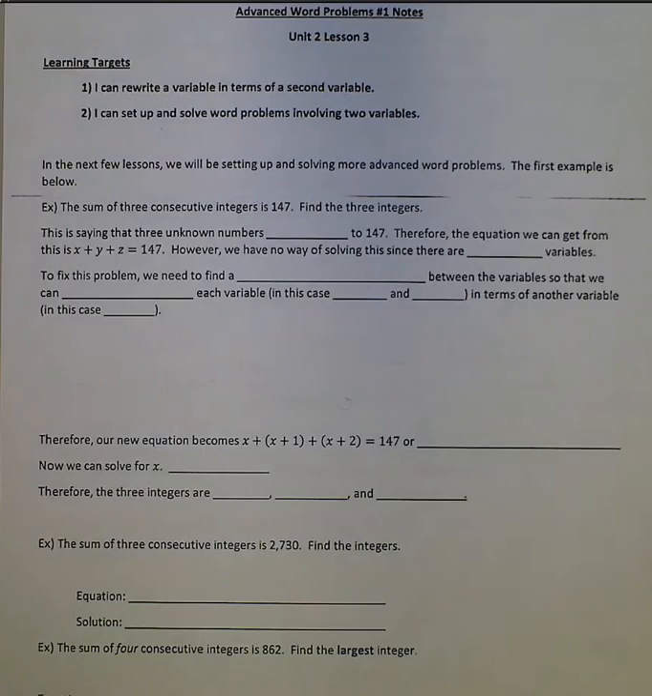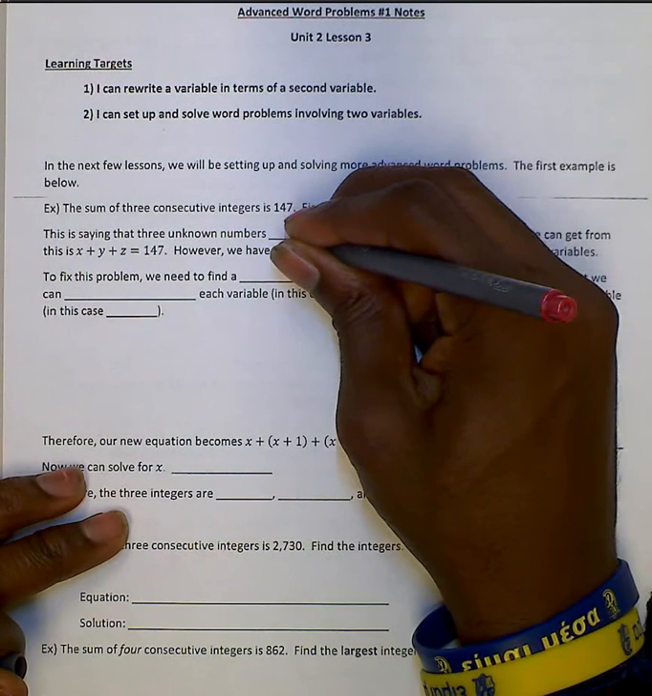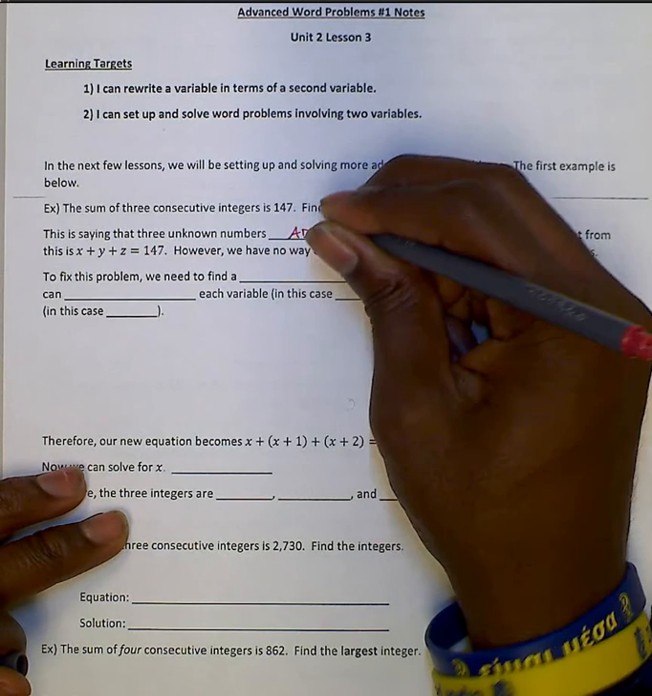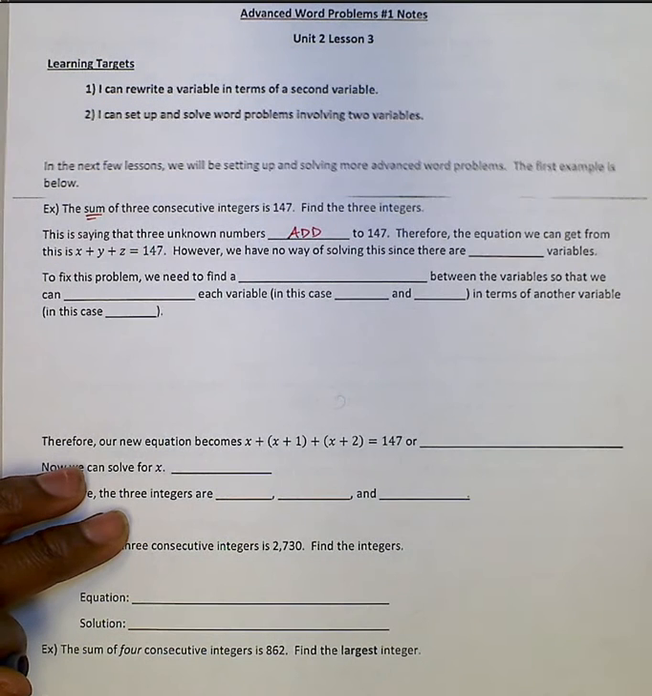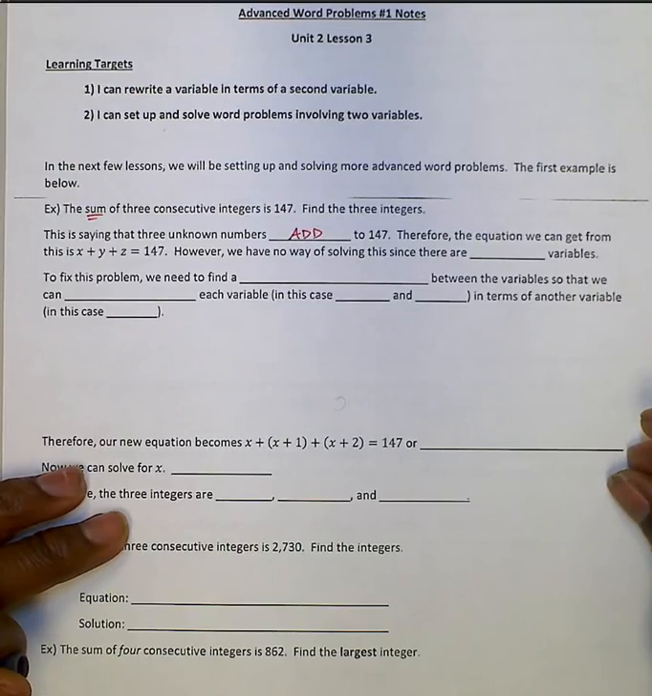The sum of three consecutive integers is 147. Find the three integers. Okay, this is saying that there are three unknown numbers that add to 147. We say add to because it says the sum. Keyword there. Okay, therefore the equation we can get from this is x plus y plus z equals 147.